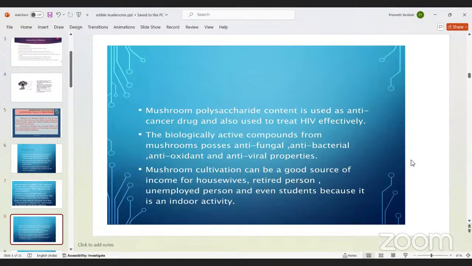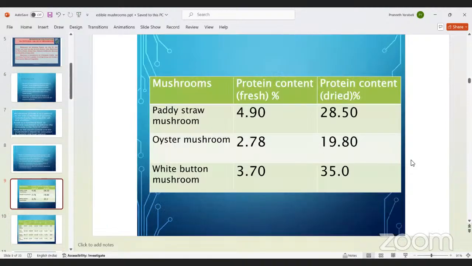Mushrooms possess antifungal, antibacterial, antioxidant, and antiviral properties. They are also used as anti-cancer drugs. The polysaccharides present in mushrooms are used in the preparation of anti-cancer drugs and also to treat HIV patients.